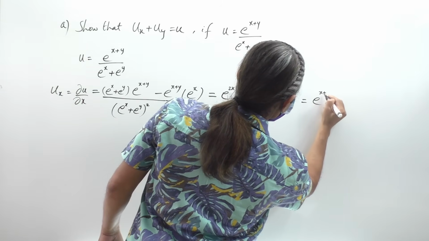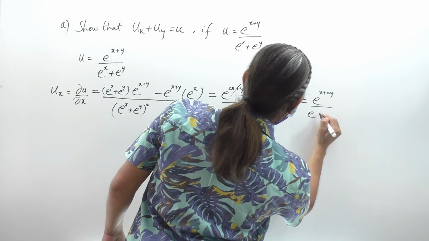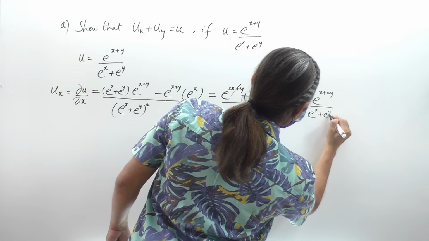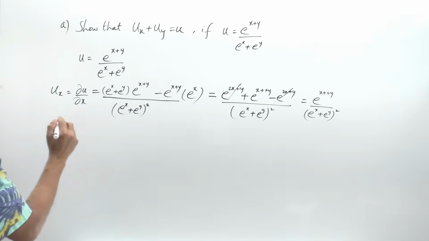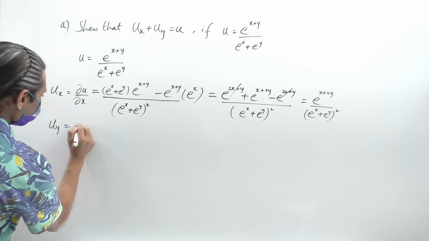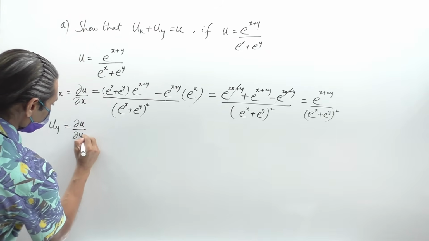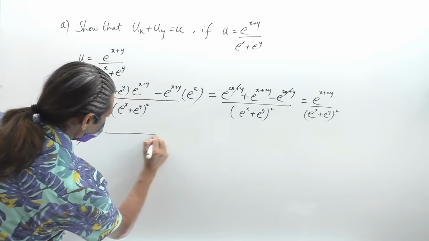e raised to (x plus 2y) whole divided by (e raised to x plus e raised to y) the whole square. Done. Next we will find uy. What is uy? It is the partial derivative with respect to y, and that will be the same process.